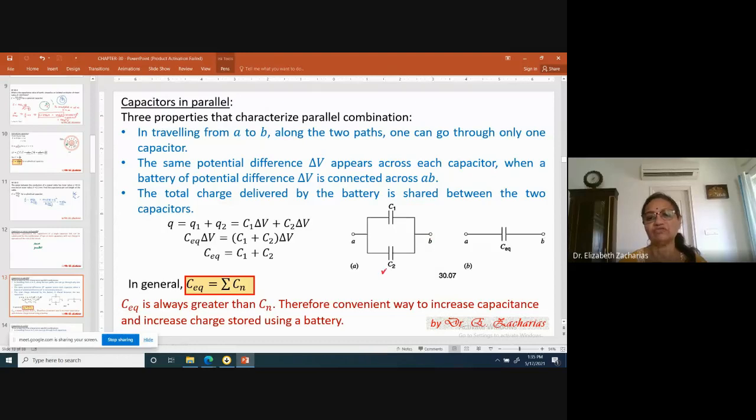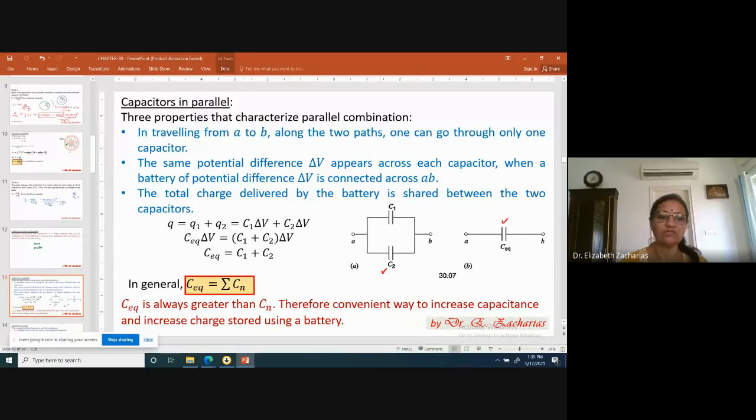Okay, I'm talking about this figure. And what is the equivalent circuit? The equivalent circuit will be a combination of the C1 and C2 into one single capacitor with capacitance value C equivalent. Okay. Now, what is the meaning of combining in parallel?